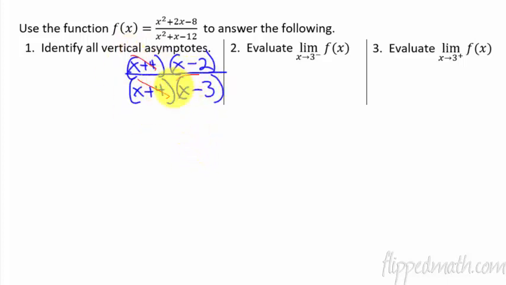So that means this other factor is what represents your vertical asymptote. So where is the vertical asymptote? Only at x equals 3. We have an imaginary line straight up and down at x equals 3. All right, now that we know that is our vertical asymptote, let's evaluate the limit as x approaches 3 from the left side.